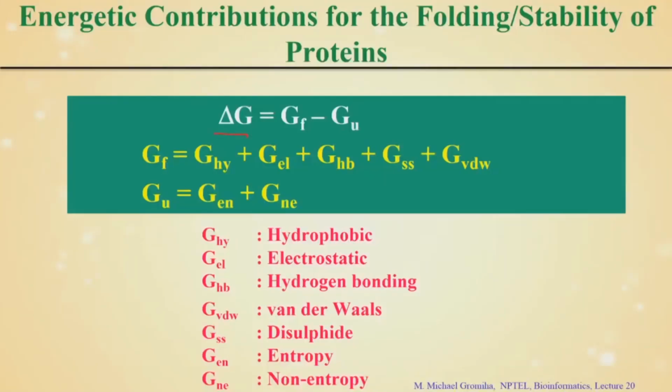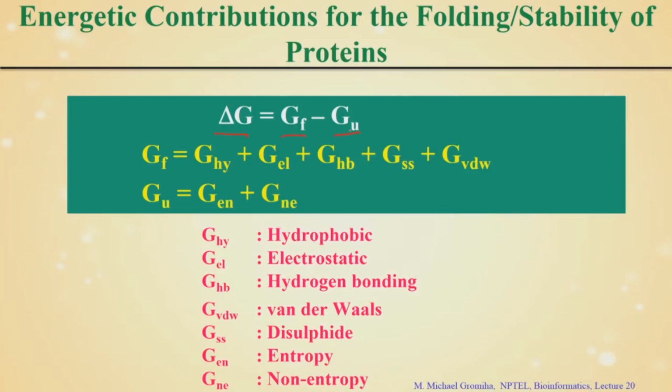Now, the question is how we interpret this data using the contribution from different interaction energies. So, how to do this? As we discussed earlier, what is delta G? This is the free energy difference between the folded state and the unfolded state. So, you can see the folded state and you can see the unfolded state.